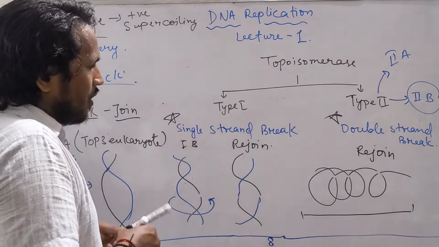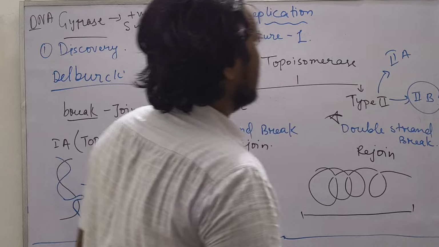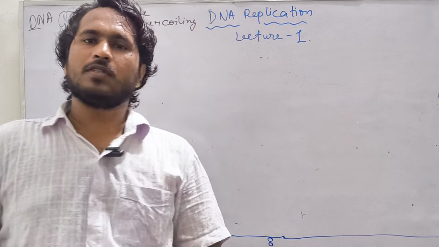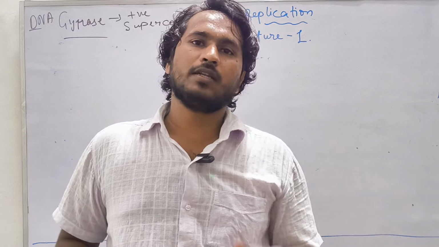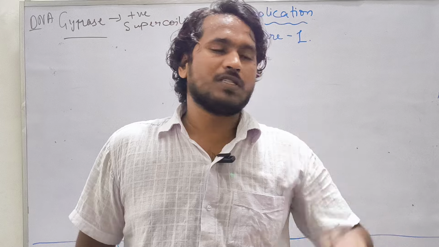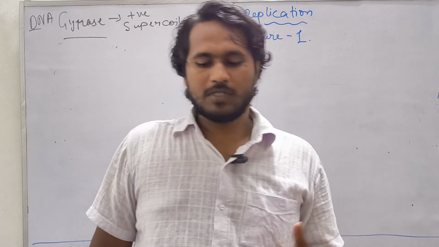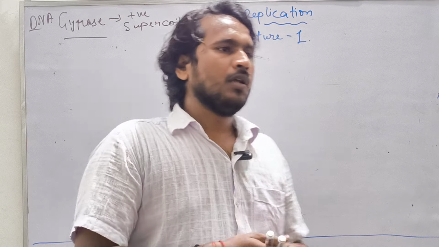Now we'll see the Meselson and Stahl experiment, and then we'll wind up this lecture. The Meselson and Stahl experiment was the fundamental experiment proving the Watson and Crick proposal. Watson and Crick proposed that DNA replication is done in a semi-conservative way, but they were unable to prove it.